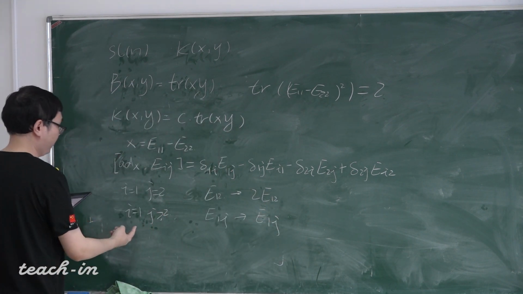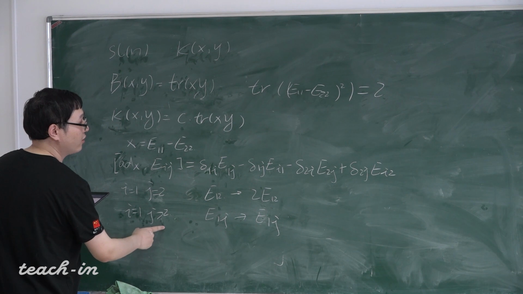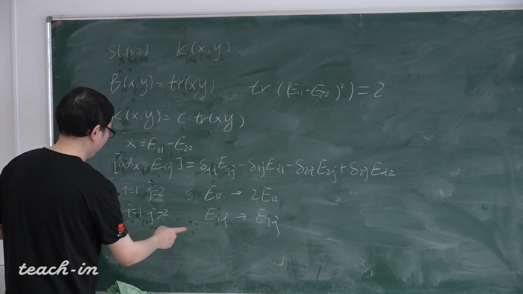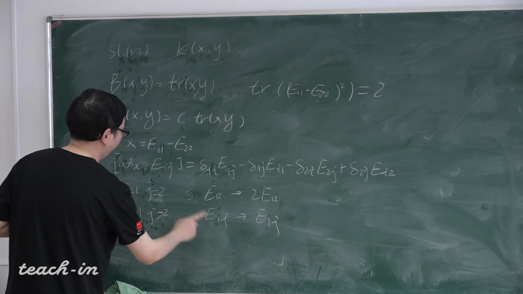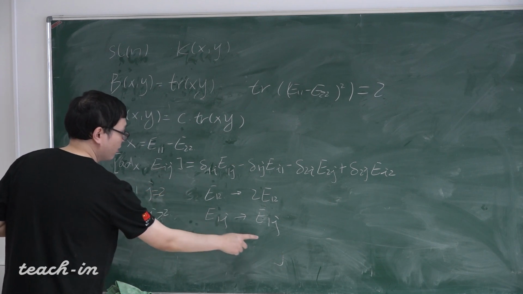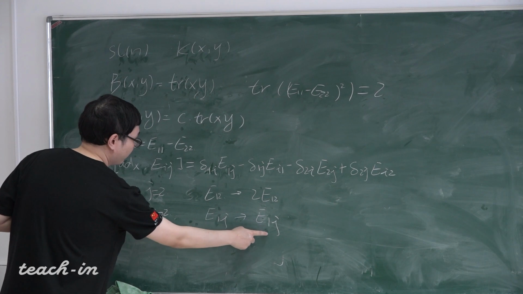And for i equal to 1 and j greater than 2, since i is not equal to j and j is greater than 2, we'll get the basis element E1j, and the final result is E1j.